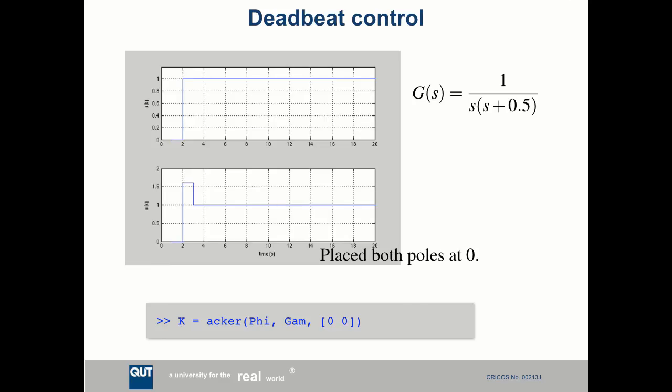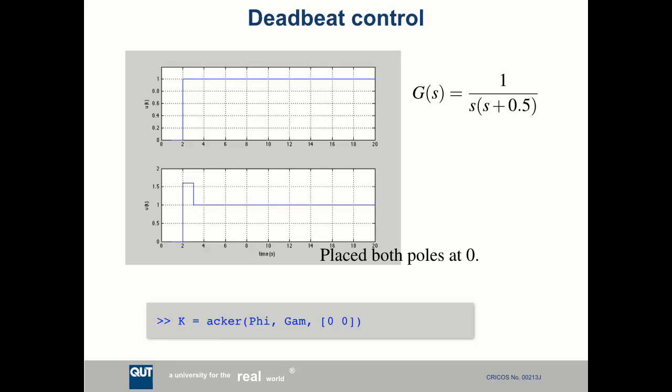Just a little point of notice here. I use the function here. I'm designing a state feedback controller here. And previously, I've used a function called place. So with place, you give it the phi and the gamma matrix and the poles, and it gives you the state feedback gain matrix. Here I've used a function called acker instead of place.